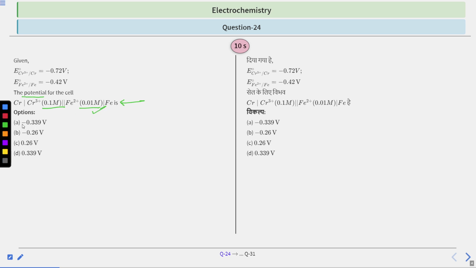Options are minus 0.339 volt, minus 0.26 volt, 0.26 volt, or 0.339 volt. You have 10 seconds to solve this question. After that, we will see the answer.